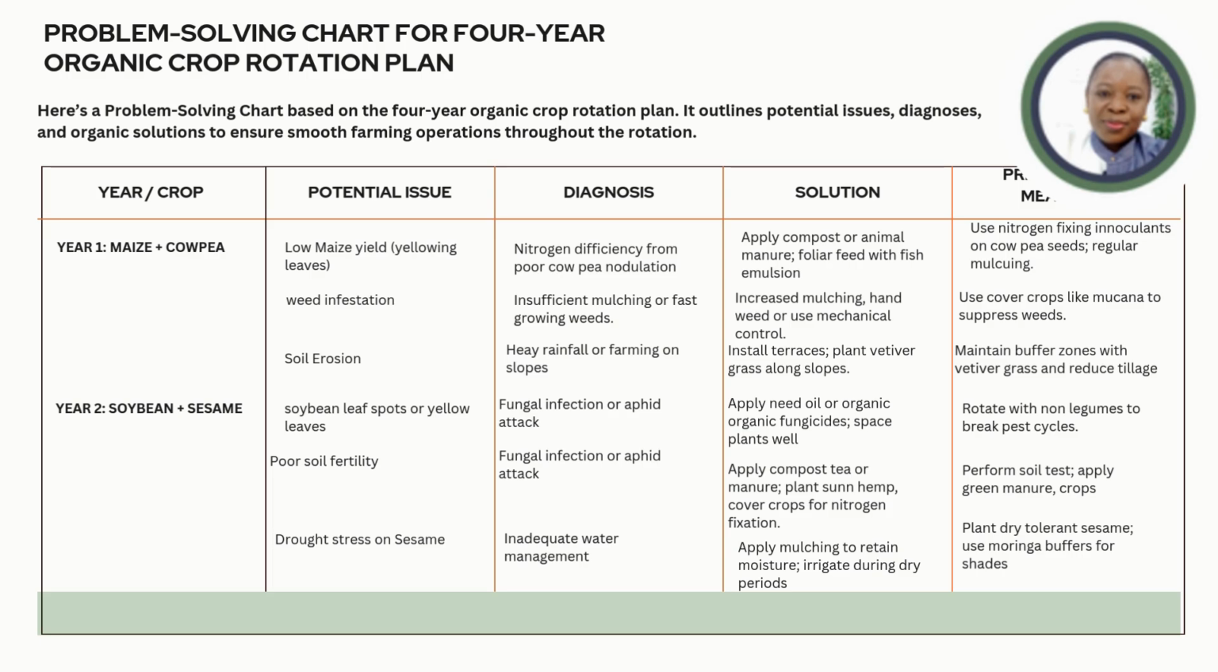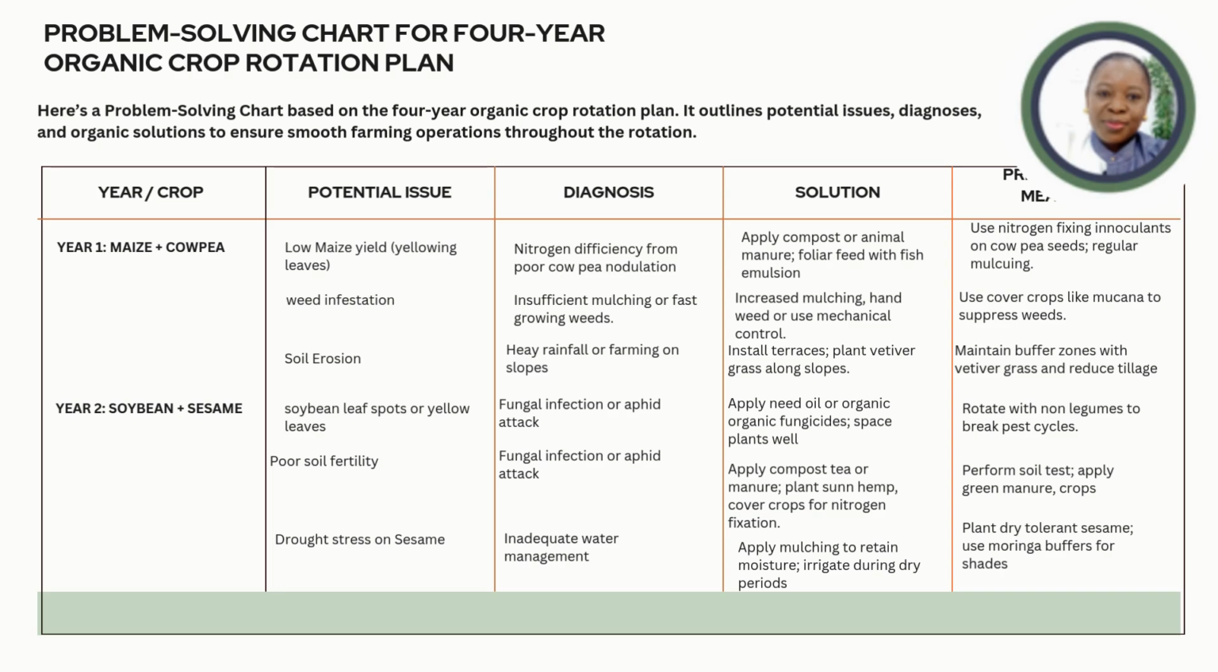Preventative measures: use cover crops like mokana pea to suppress weeds. Potential issue 3: soil erosion. Diagnosis: heavy rainfall or farming on slopes. Solution: install terraces, plant vetiver grass along slopes. Preventative measures: maintain buffer zones with vetiver grass and reduce tillage.